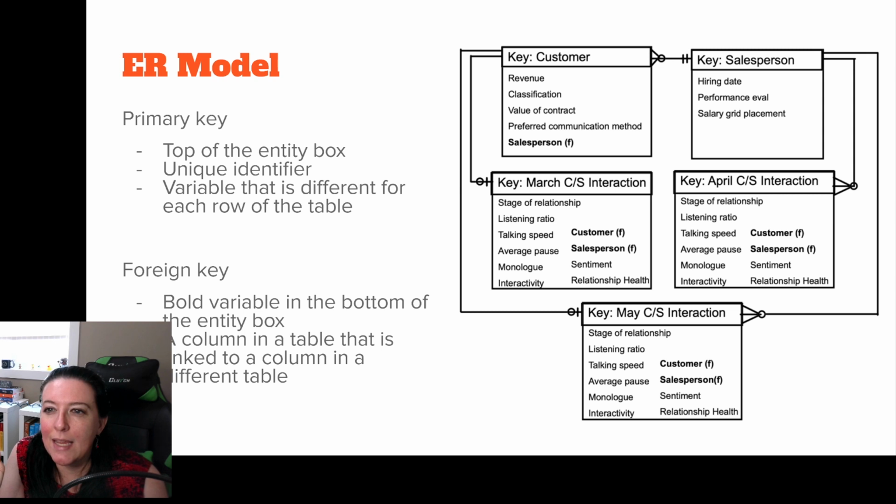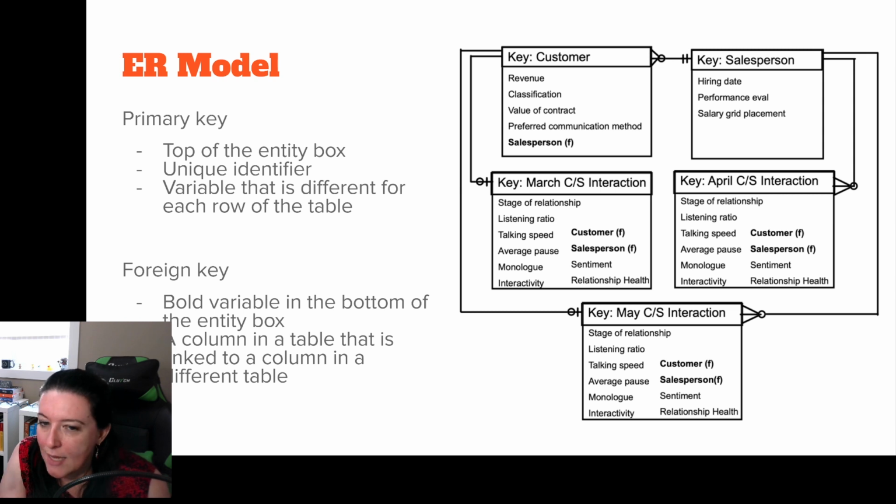The primary key for each, so let's start with the customer one. The primary key here is the customer. So the name of the customer is going to be the unique identifier for that table. We can have multiple customers who have the same revenue or who have the same classification. Maybe they come from the same type of industry, maybe they're competitors. Maybe the value of the contract, how much we would, let's say, what we would charge them to build the website, that might be the same with multiple customers. But the name of the customer is the unique part here.